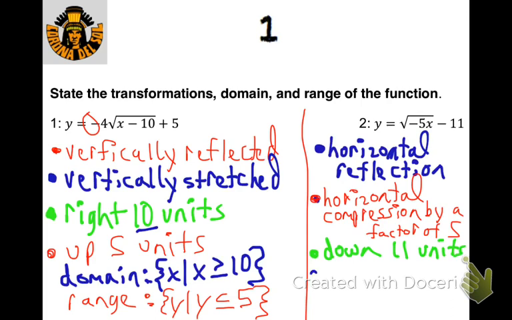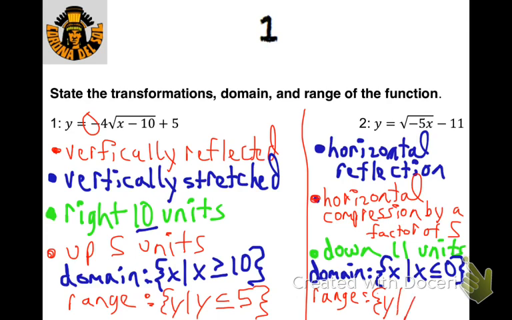Now the domain, because it's been horizontally reflected, it's going to be x is less than or equal to 0. It's normally x is greater than or equal to 0, but now it's x is less than or equal to 0. The range is starting down there at negative 11, and then it's going up. It hasn't been reflected or anything, so it's going to be y is greater than or equal to negative 11. All right, I think we got everything on there.